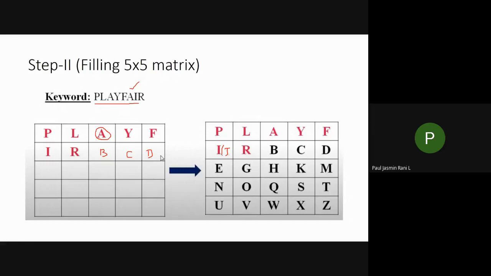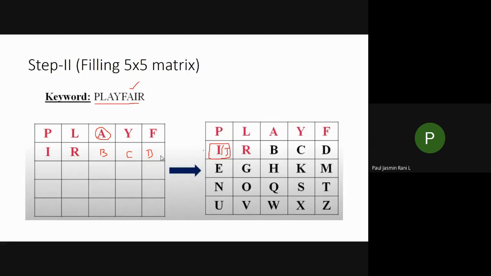First we discussed how you have to split your plain text. Second step, when a keyword is given to you, you have to fill it using a 5 cross 5 matrix. First you have to write your Playfair keyword; you should remember this. You should not repeat your alphabets, because you have only 25 cells. And for J and I, they occupy a single cell. You have to remember all those points. So the second step is over.